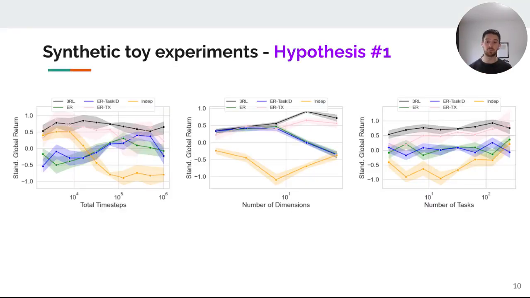So to investigate this hypothesis, we created a synthetic toy experiment in which we could easily change the data and compute that is allowed, but also the dimensionality of the problem and the number of tasks. And aligned with the hypothesis, what we can see is, especially when the dimensionality of the problem is high, the RNN in black and the transformer in pink are much better than their task-aware counterparts.